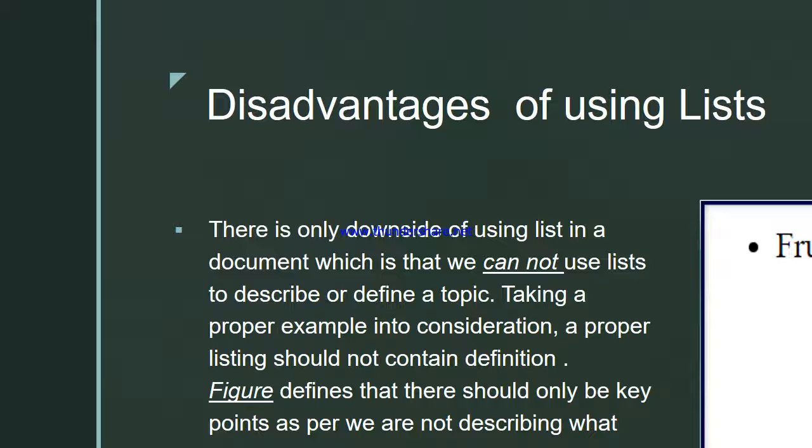Disadvantages of using lists. There's only one disadvantage of using lists in a document, which is that we cannot use lists to describe or define a topic. Taking a proper example into consideration, a proper listing should not contain definitions. The figure shows how fruit has been described as bananas, apples, and then apples come into categories that is green and red. And then comes pears under fruits and then vegetables under meat.